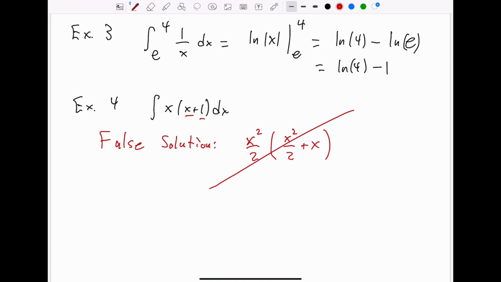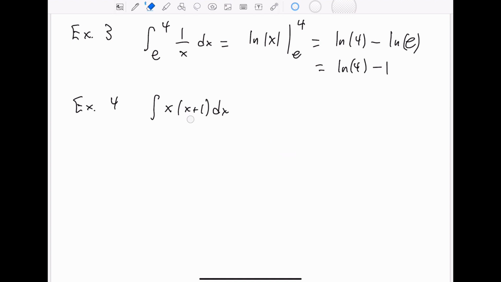The reason it's incorrect is because I am assuming that the antiderivative of a product is the product of the antiderivatives. That assumption is false. Whenever I integrate a product, I need to use some other method. I can't simply take the antiderivative of the individual factors. So this solution will not work. Let's take a look at the correct solution.